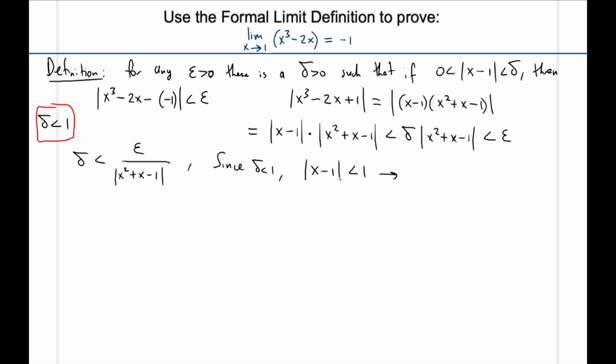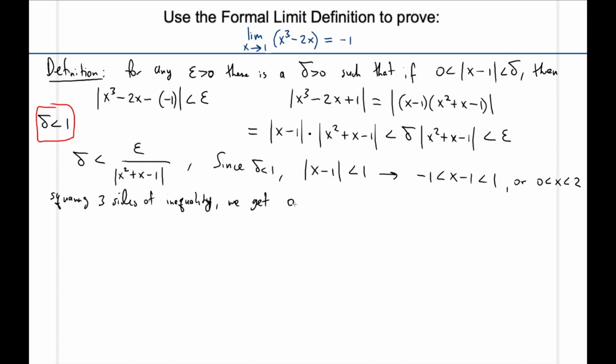So what that means is that we can get rid of the bars and express it as negative 1 is less than x minus 1 is less than 1. Right? Adding 1 to both sides, we should get 0 less than x less than 2. Right, so that's good. Now we can square all three sides of this inequality.